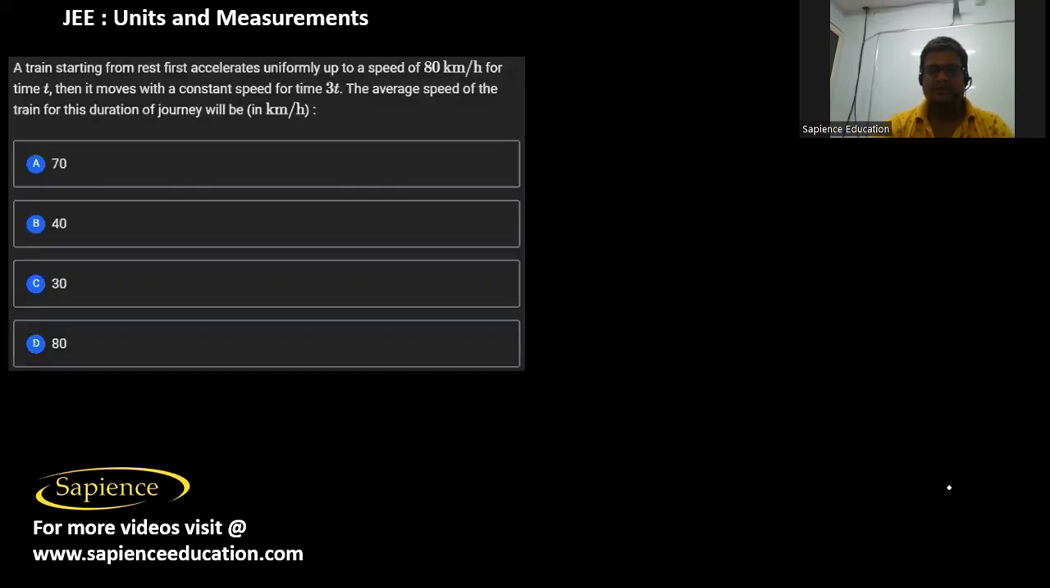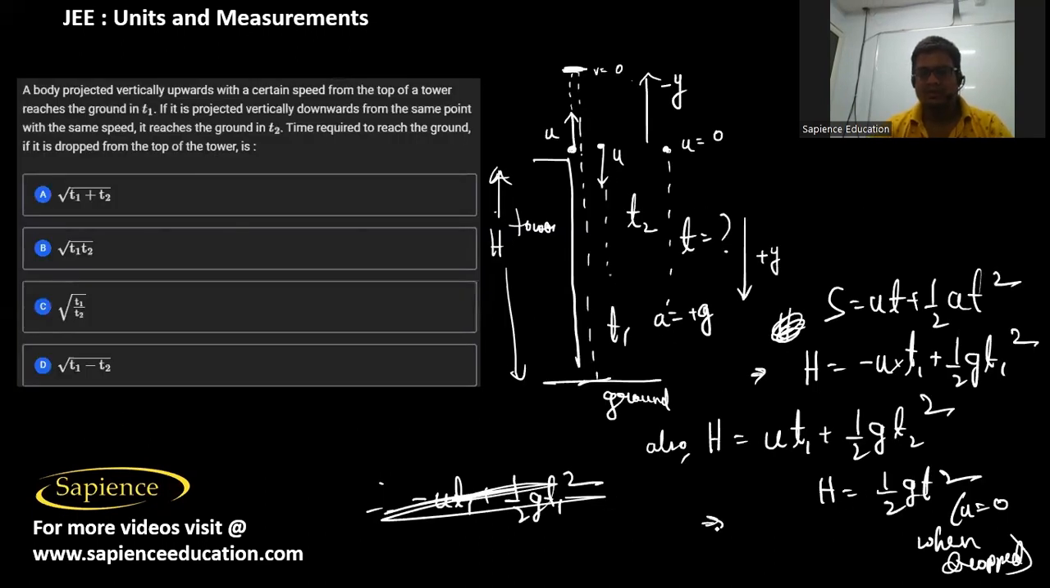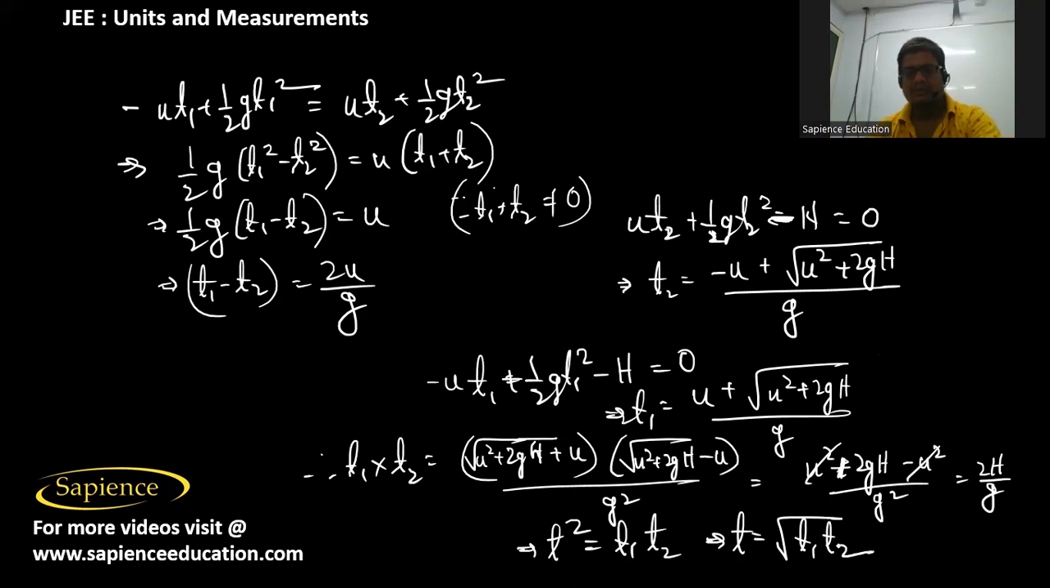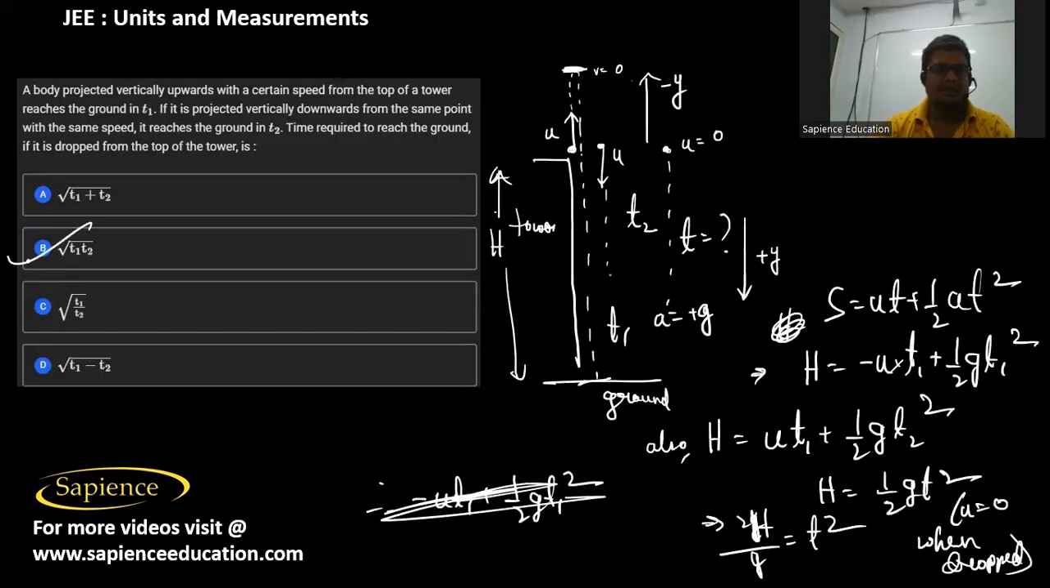And from here we can see that 2h by g is nothing but t square. So therefore it means that t square will be equal to t1 into t2. So t will be equal to root over t1 t2. So option B is the correct answer.